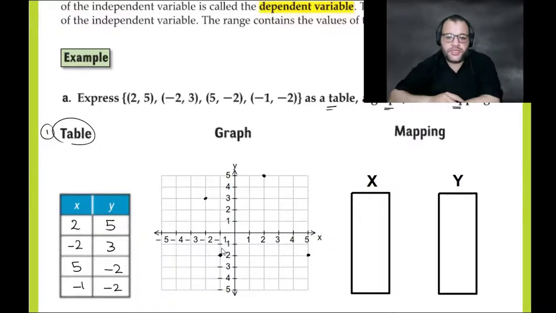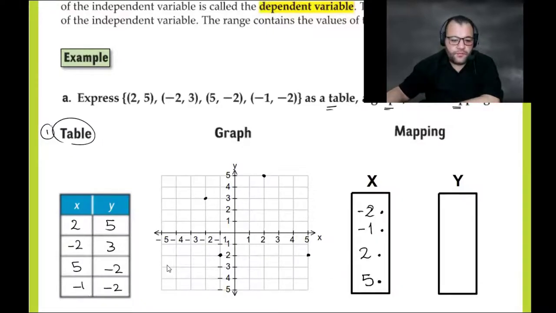Now, how can we represent it by using a map? At first, I would write all of the elements of X, without repeating. If you want to write them in order, it's okay. If you don't want to write in order, the order is not important, but I prefer to write with the order. So the first number is negative 2, then negative 1, after that 2, then 5.